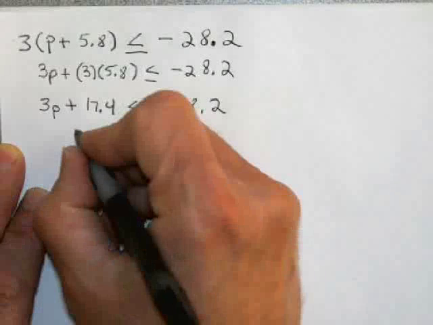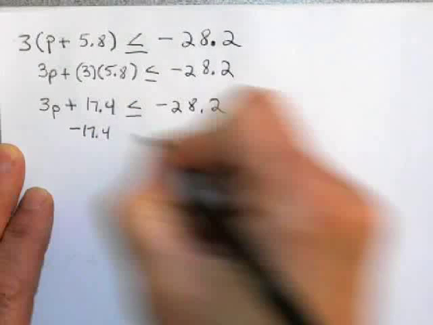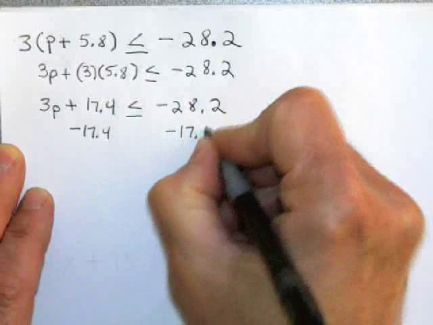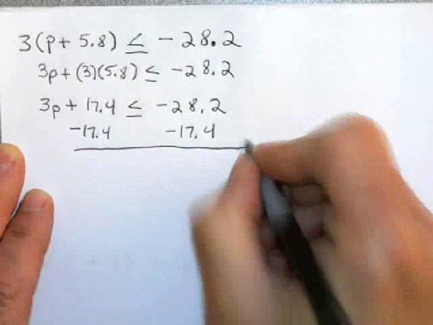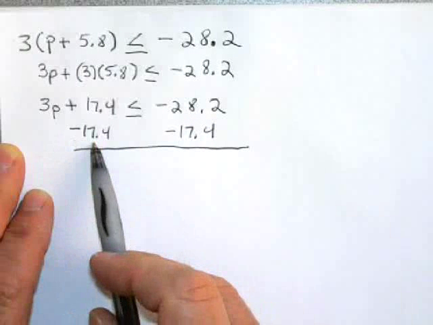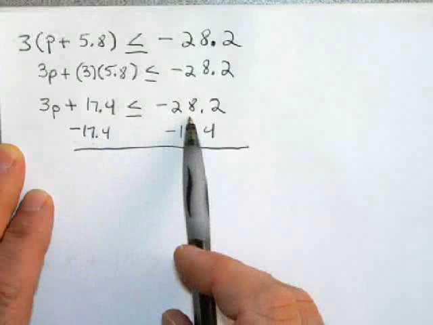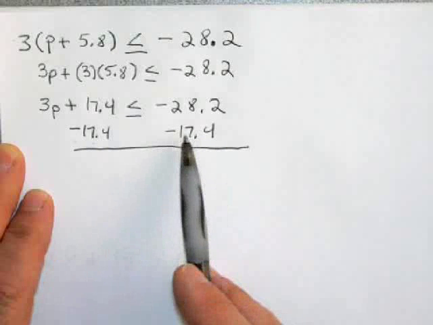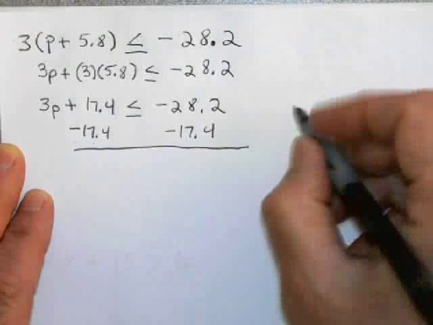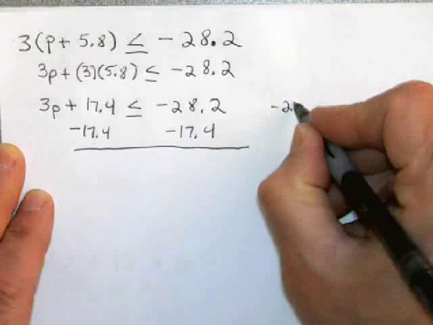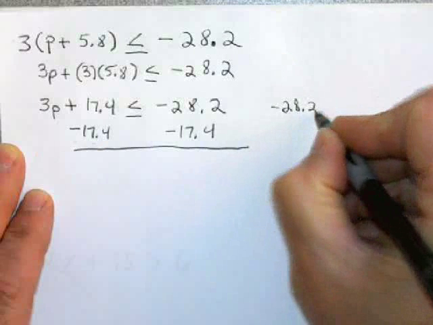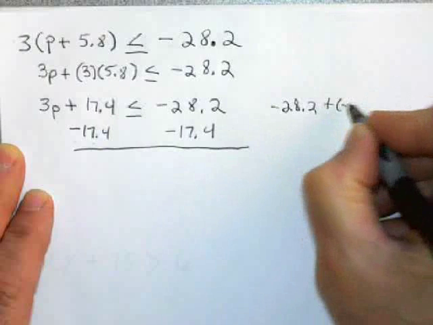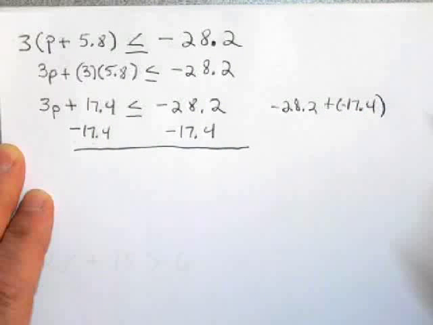I'm going to subtract 17.4 from both sides. And remember, this is a positive 17.4. I have negative 28.2 minus 17.4. Subtracting a positive is the same as adding a negative, right? So essentially, I'm really doing negative 28.2 plus negative 17.4. And the result of that is going to be negative 45.6.